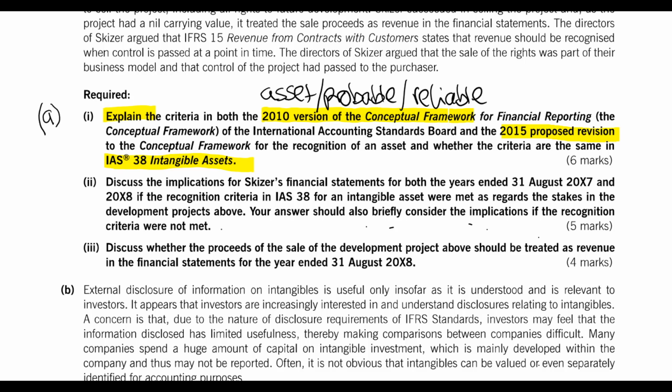However, the revised framework suggests that the recognition criteria should revolve around the characteristics of useful information. So it wants the information to be relevant and faithful. So there's an entirely different approach between the old framework and the new framework. The examiner sets out a very good answer, and I'd recommend that you have a look at that for learning purposes. It does emphasize to me the need for you to be familiar with the framework.